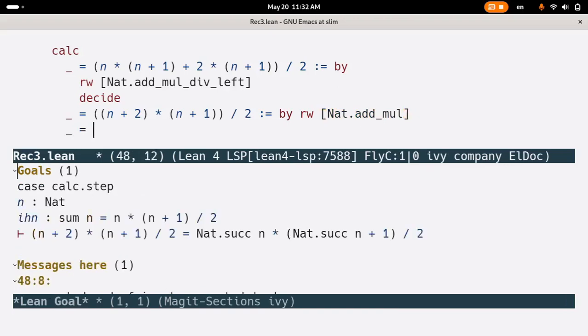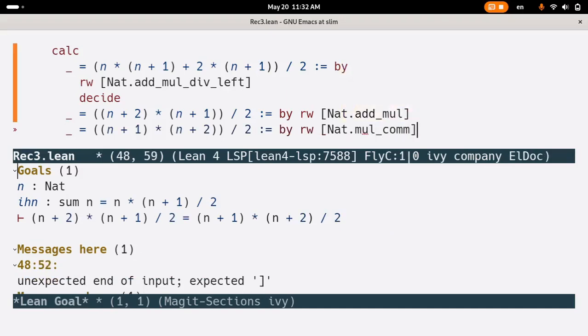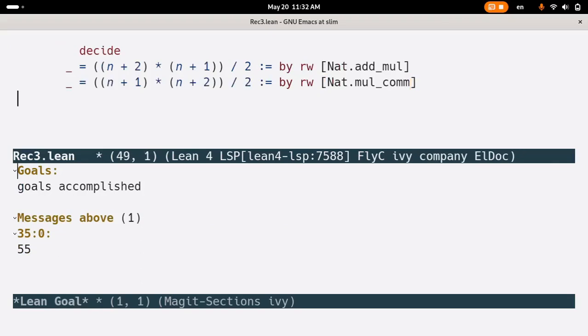And finally, I have to prove that this is the same as n plus 1 times n plus 2 whole divided by 2. This can be proved by using the commutativity of multiplication. And this finishes the proof.